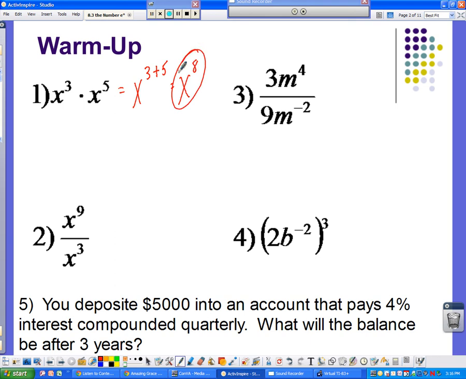On number 2, whenever you're dividing, remember you have to subtract your exponents. So in this case, it would be x to the 6th.